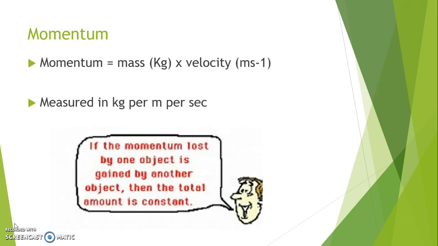Momentum is the amount of motion possessed by a moving object, and it's produced by the product of mass and velocity. The equation for momentum is mass times velocity, and it's measured in kilogram metres per second.